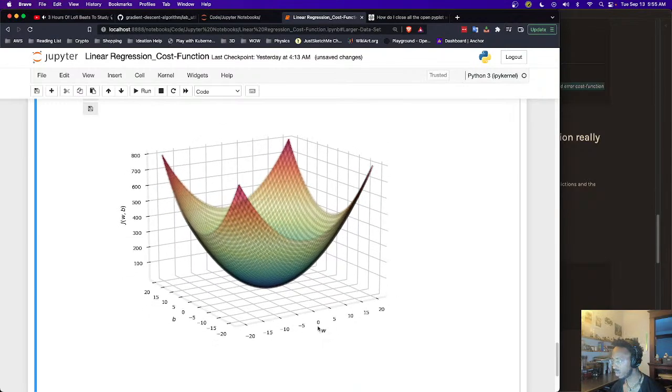The weight is on the x-axis, and the cost function is on the y-axis, and the bias is on the z-axis, and the bias and the weight can be toggled independently.